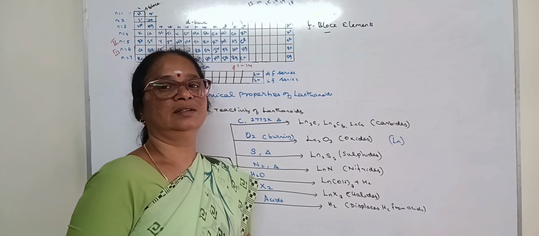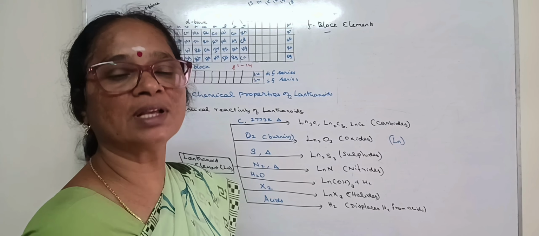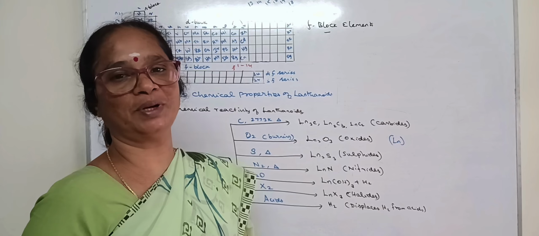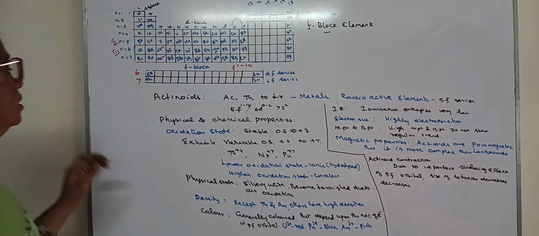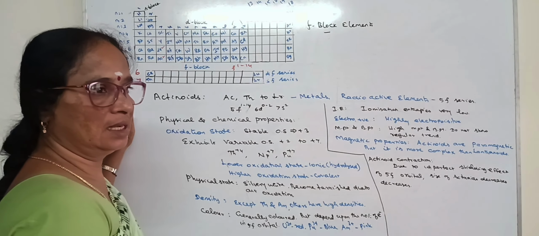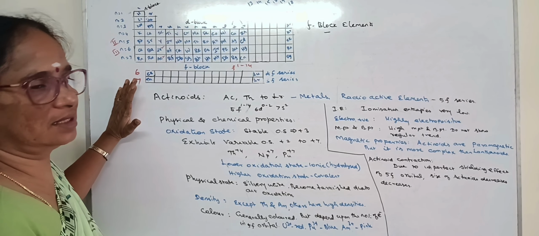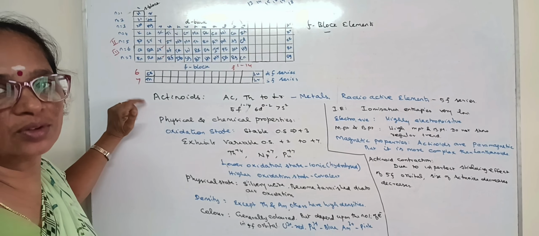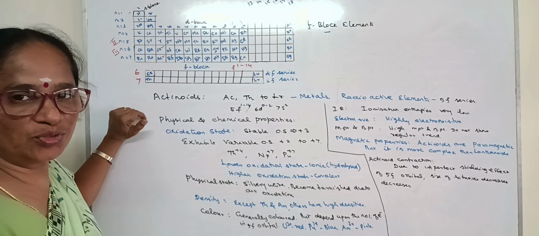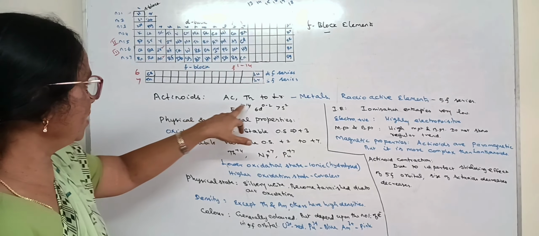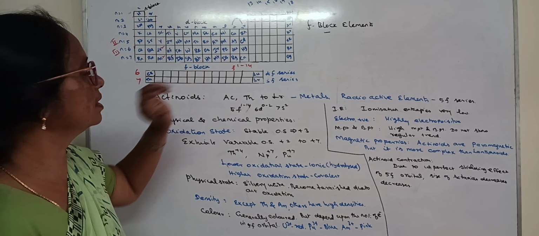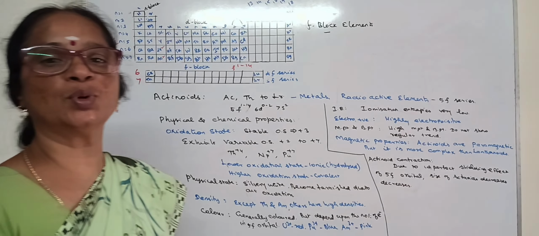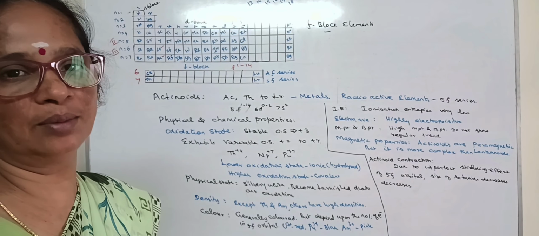That's all. For the lanthanides, we discussed the position, physical properties as well as chemical properties. The next one, actinides. So after lanthanides, when the differentiating electron enters the 5f orbital, they form the 5f series. This 5f series belongs to period number 7, and this period is almost composed of radioactive elements.